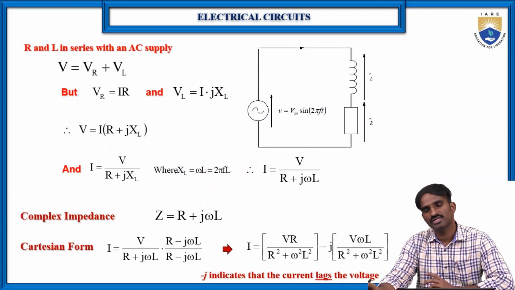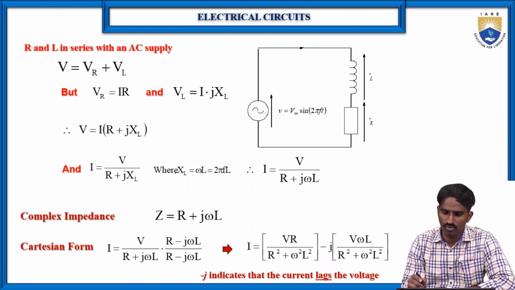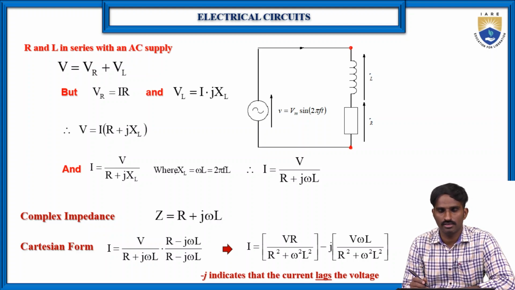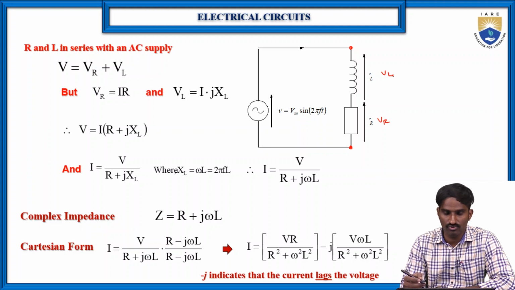Suppose both a resistor and an inductor are connected in parallel, then what is the behavior of the current? That we will see in this. So first of all, what is the total voltage across these two terminals? These two terminals are across the load. Let us consider the load is a combination of resistor and inductance. So here it is VR and here it is VL. We already know VR and VL: VR is equal to I into R and VL is equal to I into J XL.